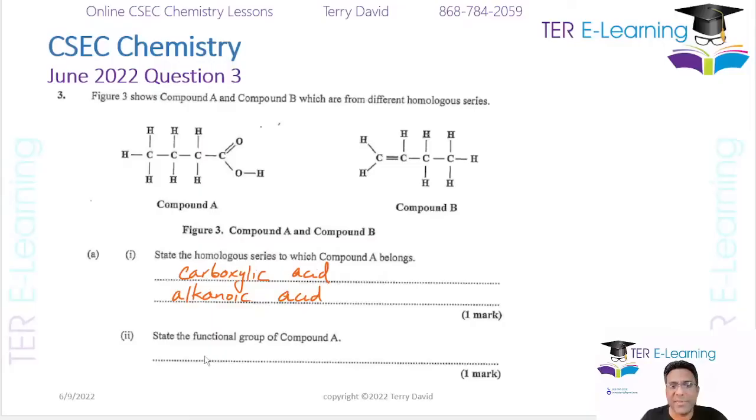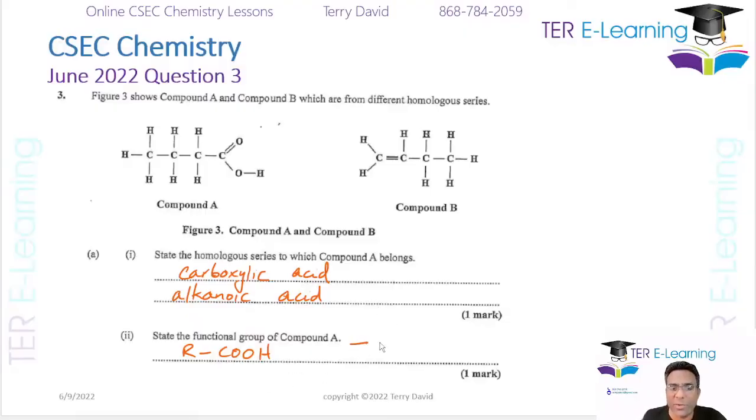Next part, state the functional group in compound A. So the functional group is this group. So that's my functional group there. You can write that, or you can write carboxyl. So that's how I typically write the functional group for an acid. RCOOH, that's it.